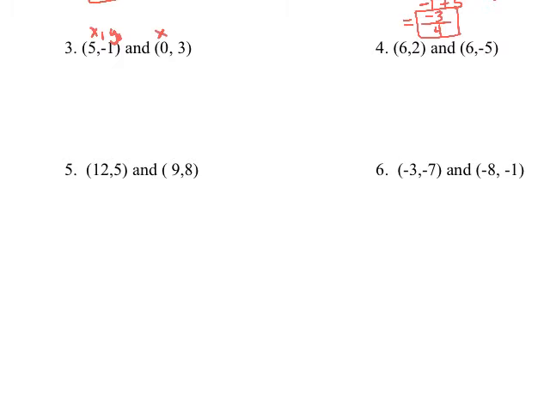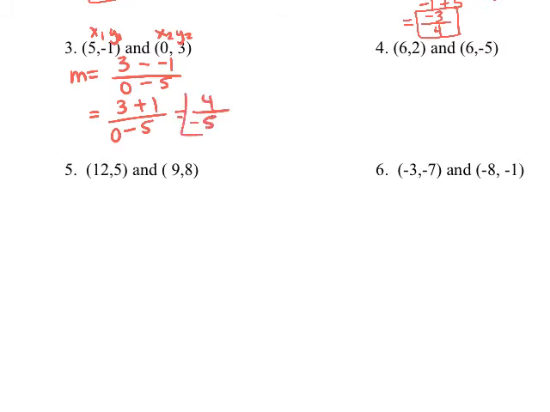Sorry, my pen clicked the wrong button and I paused the video. Okay, there we go. So I plug it in to my formula right here. So I get 3 minus minus 1, 0 minus 5. My two minuses become a plus, 0 minus 5. And then I get 3 plus 1, which is 4, over negative 5.